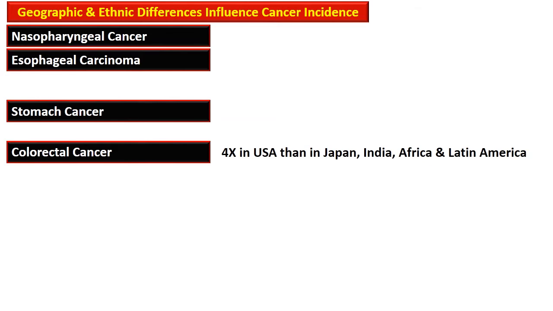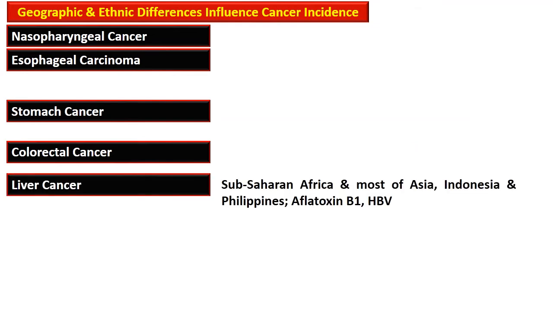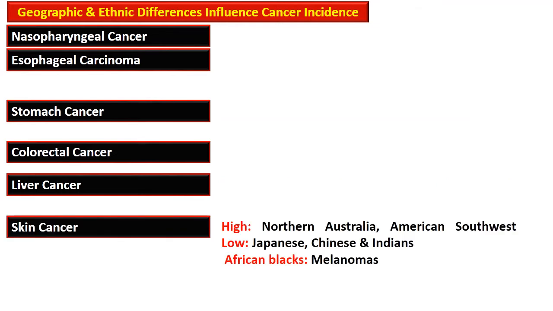Colorectal carcinoma is 4 times more common in the USA than in Japan, India, Africa and Latin America. Liver cancers are more common in sub-Saharan Africa and most of Asia, Indonesia and the Philippines, and these are associated with aflatoxin B1 and hepatitis B virus. Skin cancers are high in Northern Australia and the American Southwest, and low in Japanese, Chinese and Indian populations.